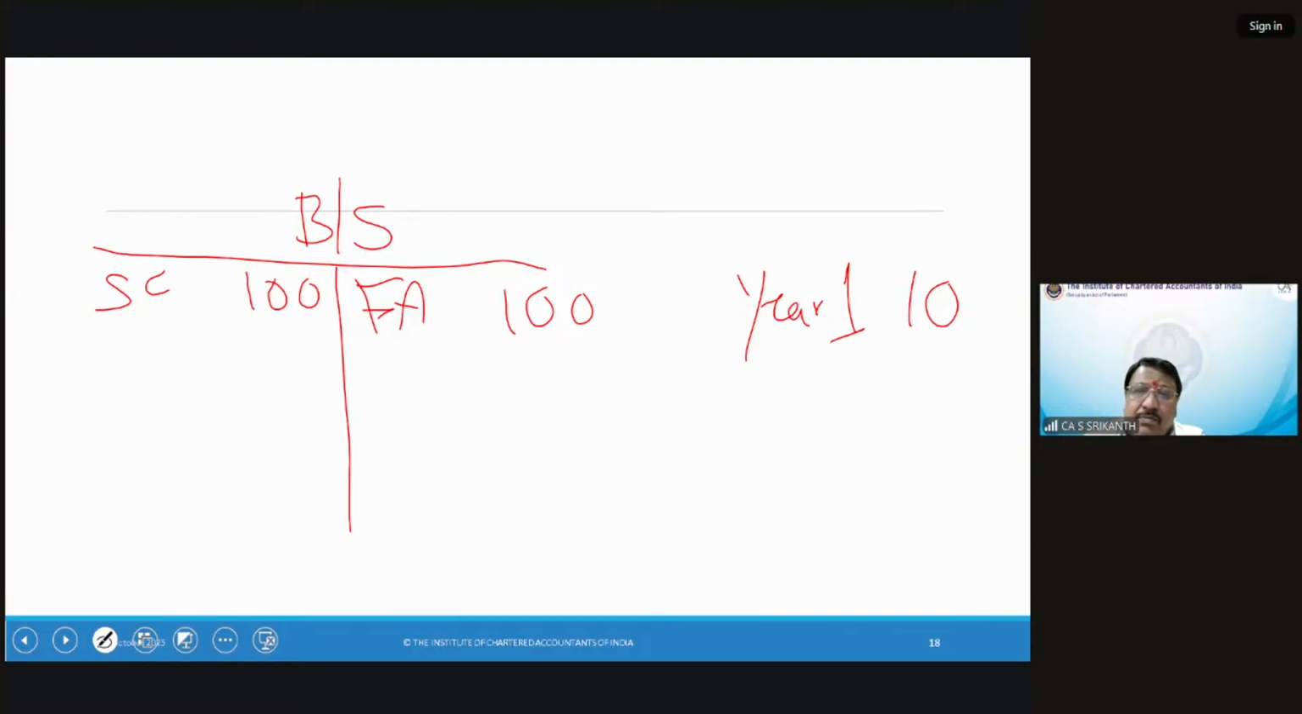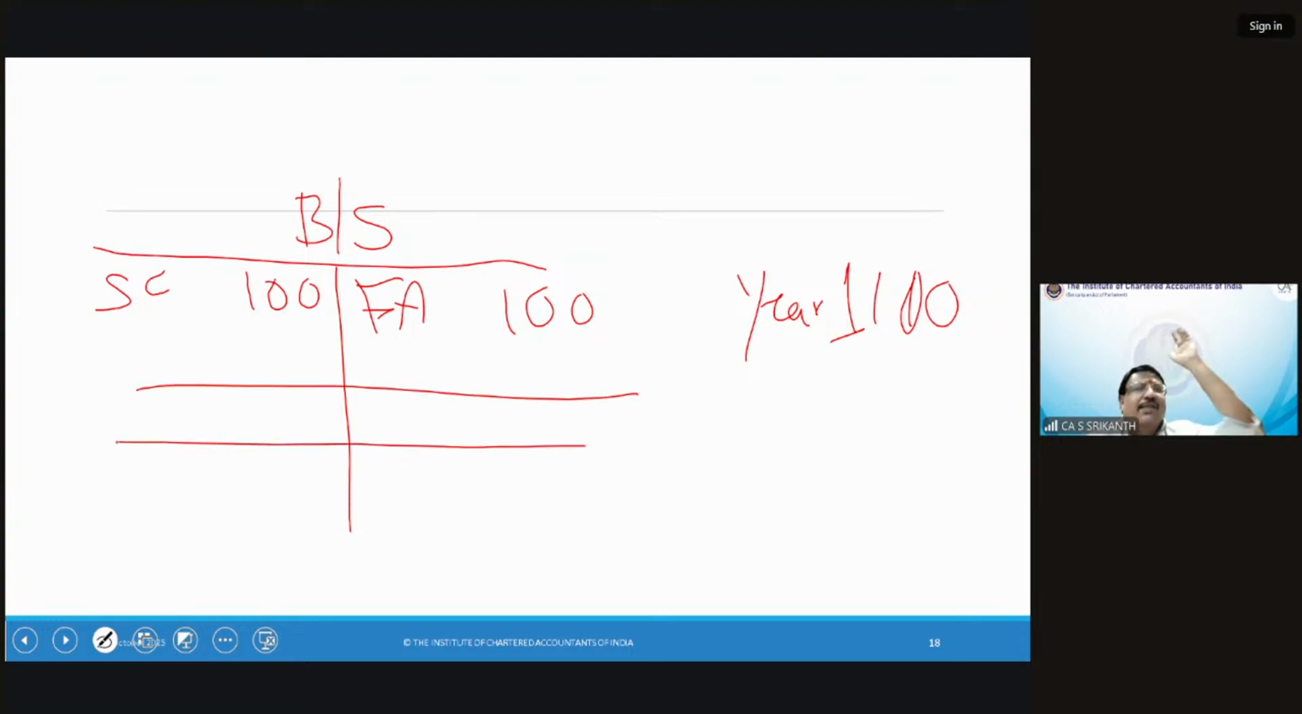Are you able to understand? Without providing for depreciation, or maybe we'll have it slightly higher, 100 rupees. They declare the entire 100 rupees as dividend. So, at the end of the year, 100 rupees profit, immediately paid. The balance sheet looks exactly like this, year after year. Think about it. Year after year, it looks like 100 rupees share capital, 100 rupees fixed asset.